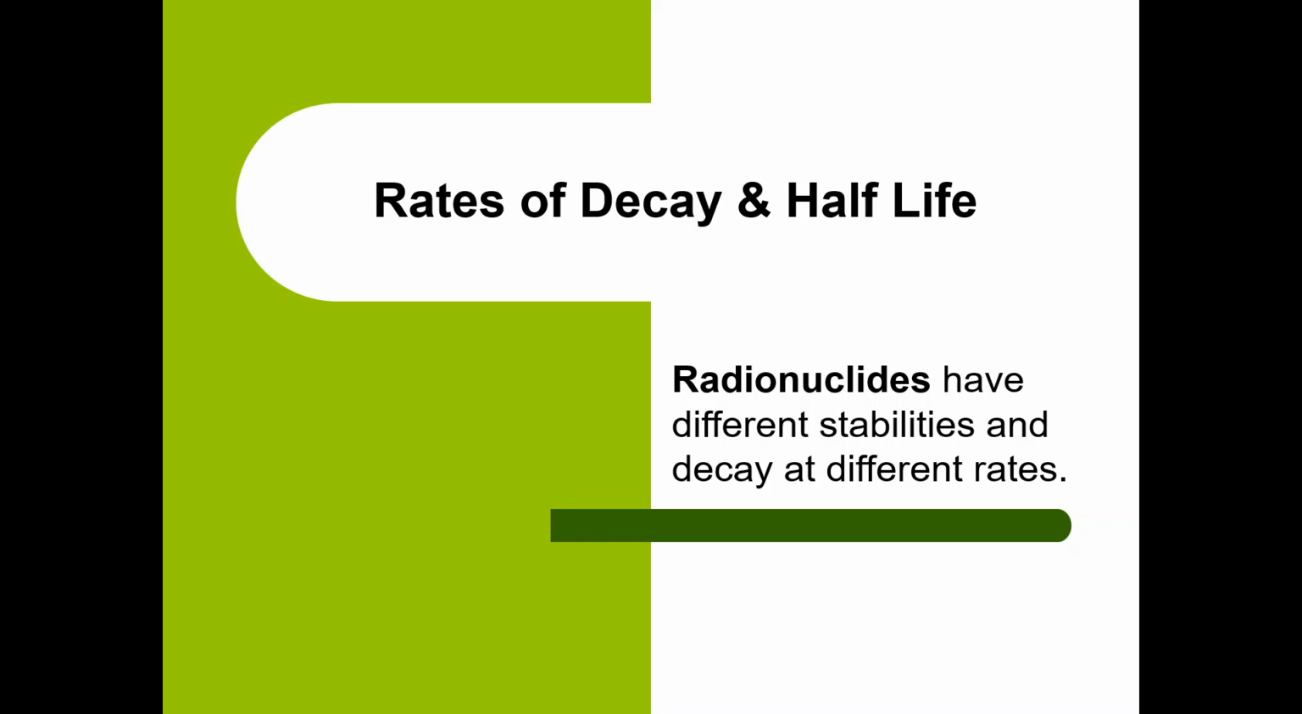And so right here it says nuclides. Now, the first thing we need to know is our radionuclides have different stabilities and decay at different rates. So every single radioactive material that we're talking about decays at a different rate. They're not the same at all. And so we're going to talk about how to actually figure it out. So if they're all different, when is this one going to change into another element compared to another one?